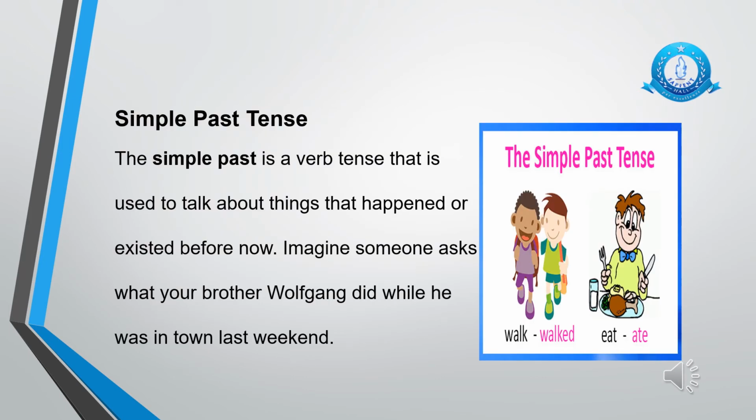Simple past tense. The simple past is the verb tense that is used to talk about things that happened or existed before now. Imagine someone asks what your brother Wolfgang did while he was in town last weekend. The simple past tense: walk, walked, eat, ate. These indicate things that happened in the past. Thus they are called simple past tense.